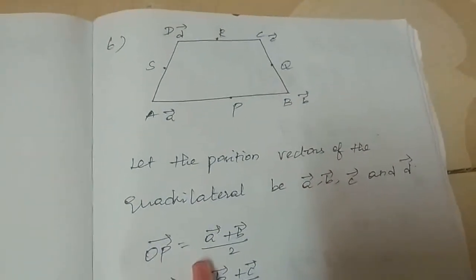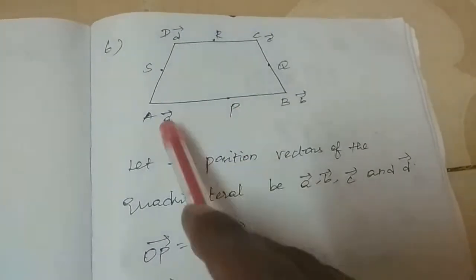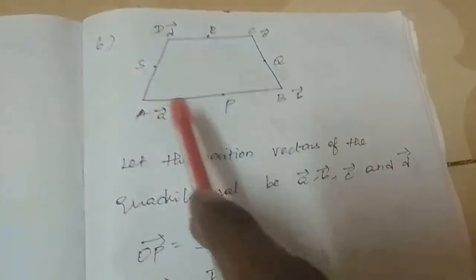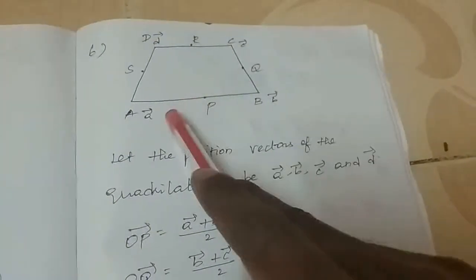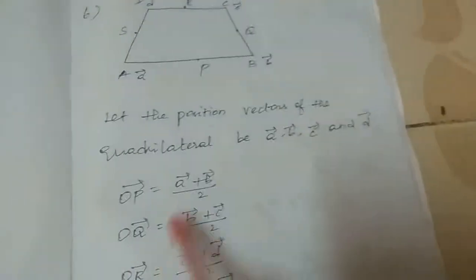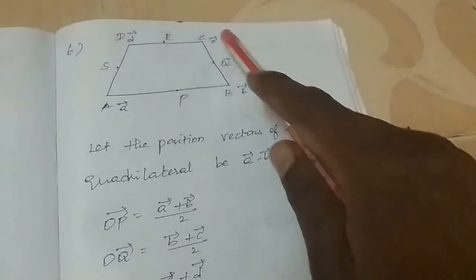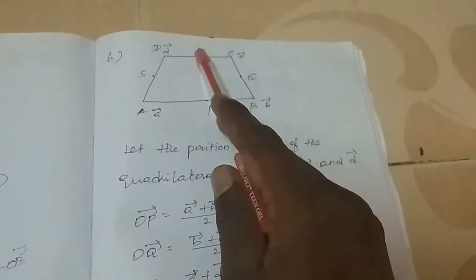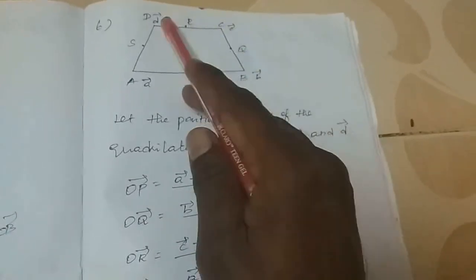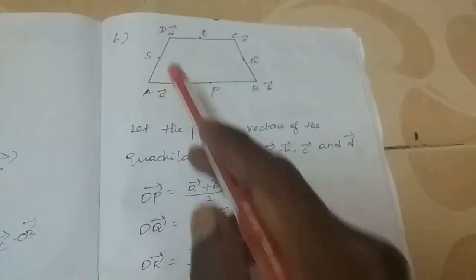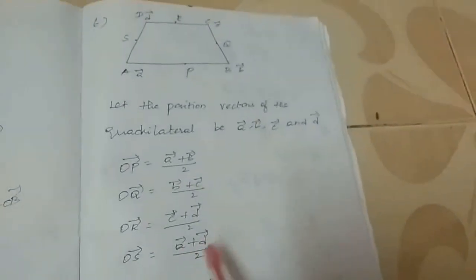Now P, Q, R, S are the midpoints. So OP vector equals (A vector plus B vector) by 2. OQ vector equals (B vector plus C vector) by 2. OR vector equals (C vector plus D vector) by 2. OS vector equals (A vector plus D vector) by 2.